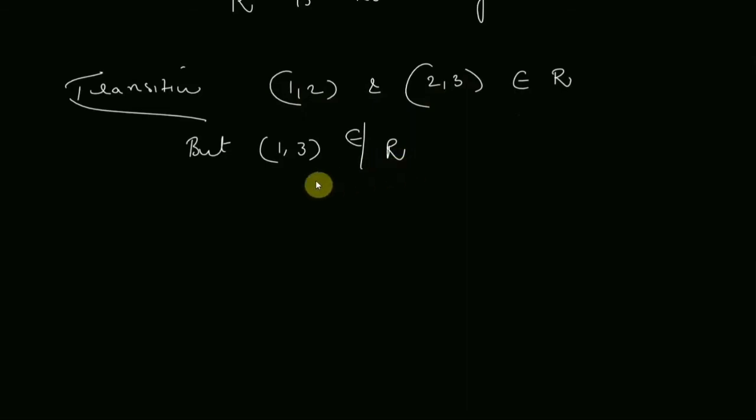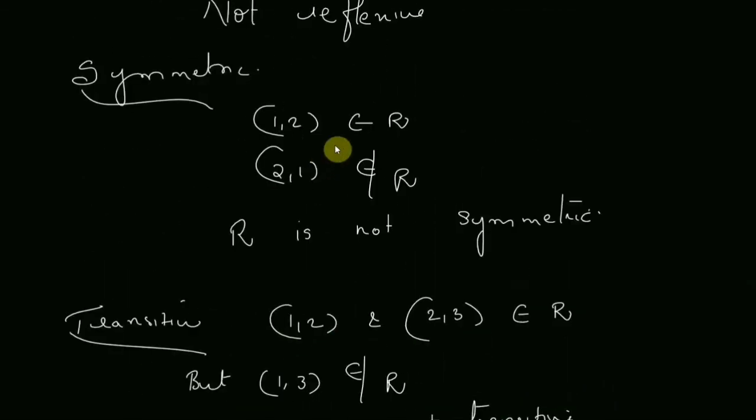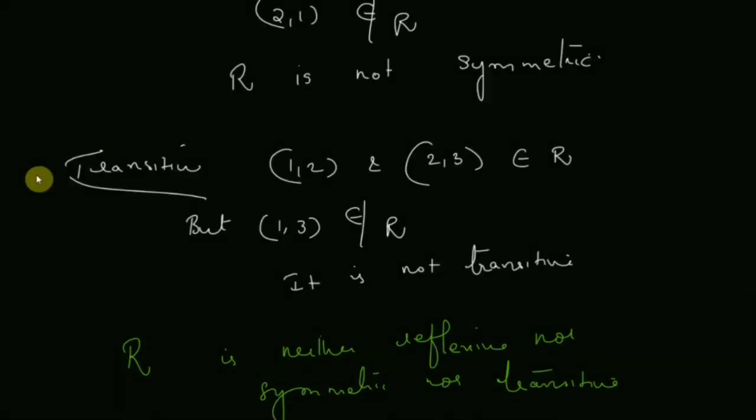(1, 2) and (2, 3) belong to R, but (1, 3) does not belong to R. So it is not transitive. So the relation R is neither reflexive nor symmetric nor transitive. Thank you.